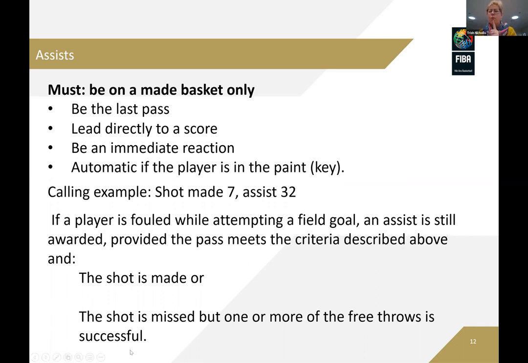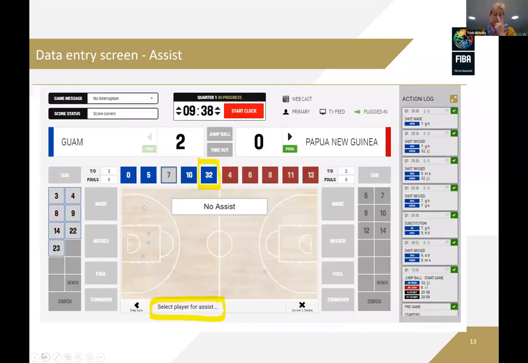So only one of the free throws needs to be successful for the assist to be given. So as soon as we hit our shot here, shot made 7, this screen will come up and it will say select a player for an assist. All you have to do is click on 32. My example was shot made 7, assist 32.